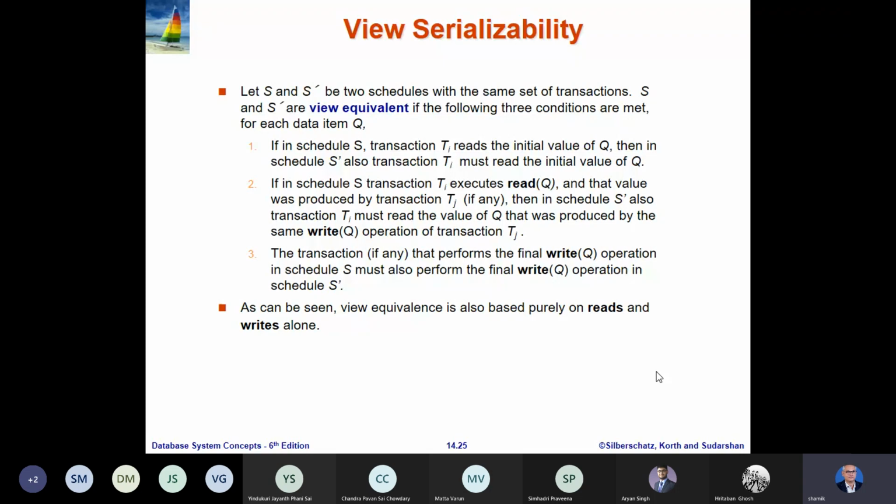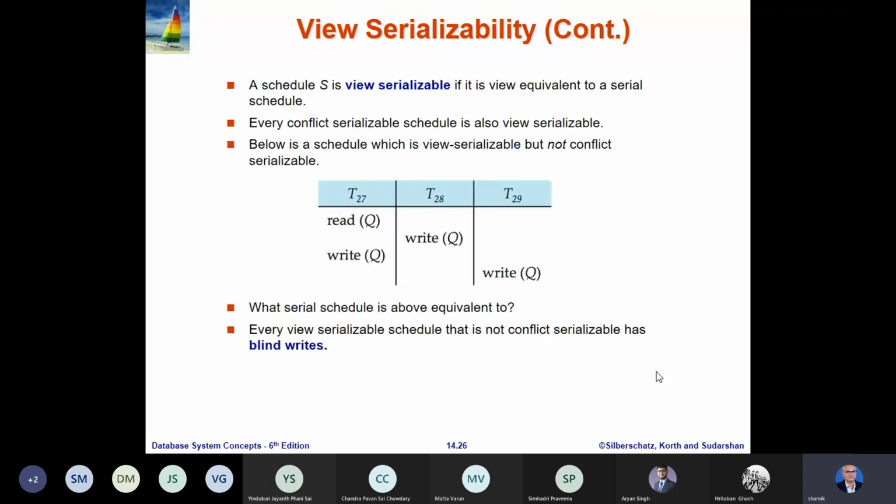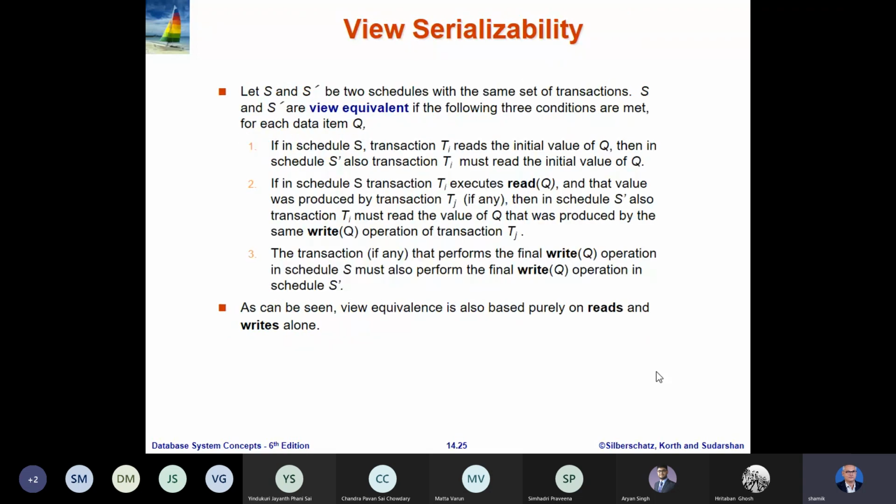So if you look at this example, there is a read Q, and which value of Q is T27 reading? It is the original value of Q. Now if I consider the serial schedule T27, T28, T29, in this schedule S prime, T27's read Q will be the first operation and it will read the original value of Q, which is also done in this, let us call this S. Read Q of T27 is reading the original value of Q. So point number 1 is satisfied.